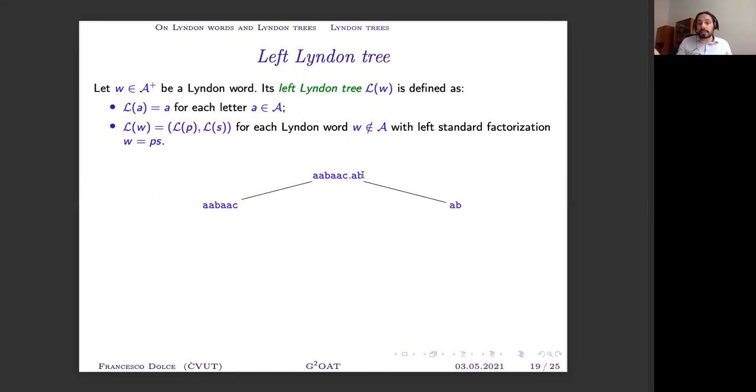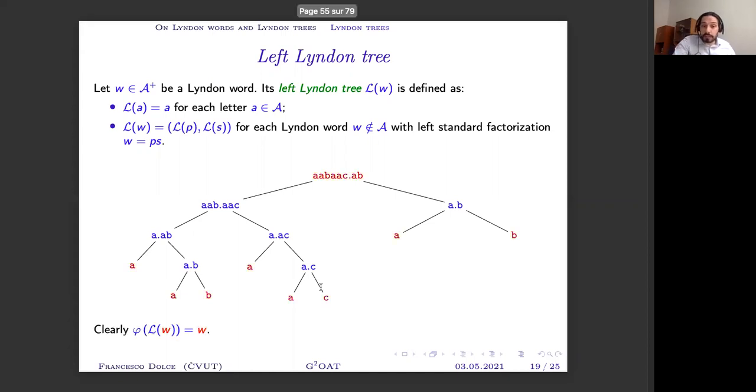Then we split this and we consider on the left the tree obtained from the word AAB, AAC, and on the right the tree obtained from AB. And we continue until we find the letters. So for instance, AAB, AAC can be factorized as AAB, AAC. AB can be factorized as the letter A followed by B, AAB by AAB, AAC by AAC, and so on and so forth.